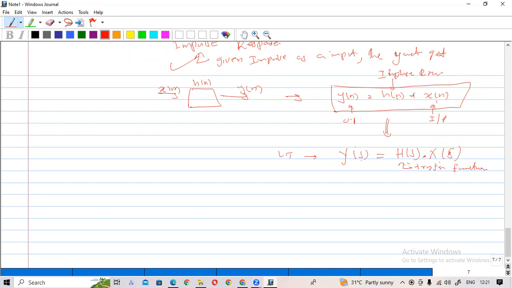Okay. So if you convert this to the Fourier domain, the frequency domain, Y omega, H omega, this convolution will also vanish, and you will get a multiplication, that is H omega into X omega. Okay. So this is using Fourier transform. This is called the frequency response, frequency transfer function.